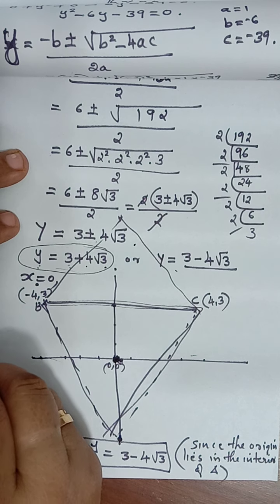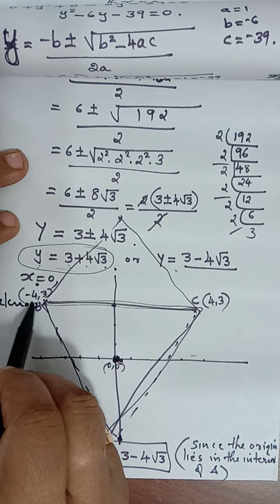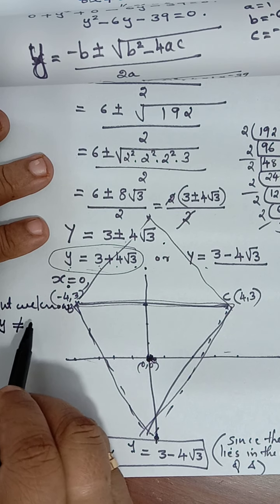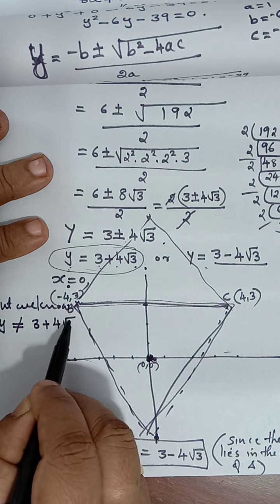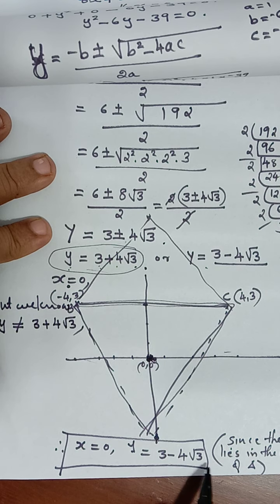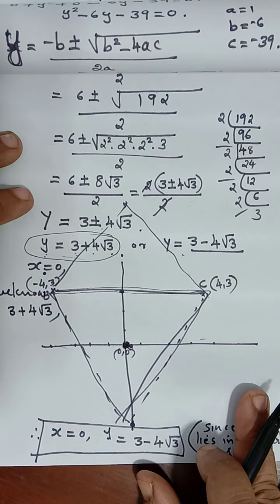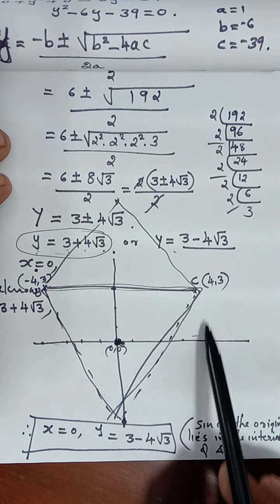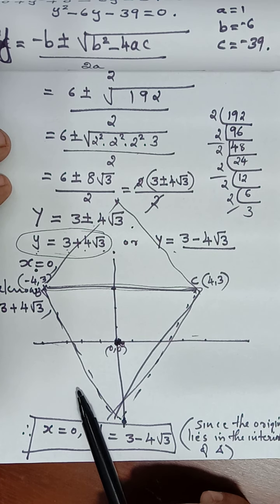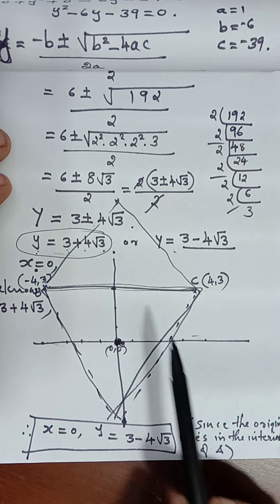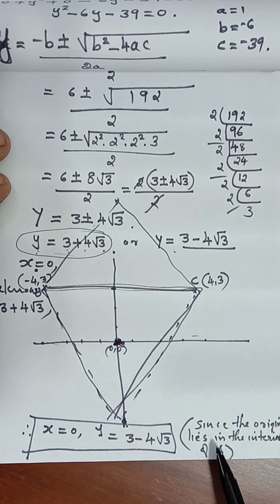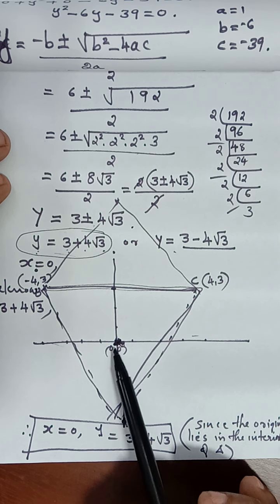But we know that y is not equal to 3 plus 4 root 3 and y is equal to 3 minus 4 root 3, since the origin is in the interior of the triangle. This is how we have to write. You just avoid this figure, no need of drawing the figure, it is given just for you to understand. The y value should be a negative number, then only will the third vertex satisfy the condition that the origin lies in the interior of the triangle.